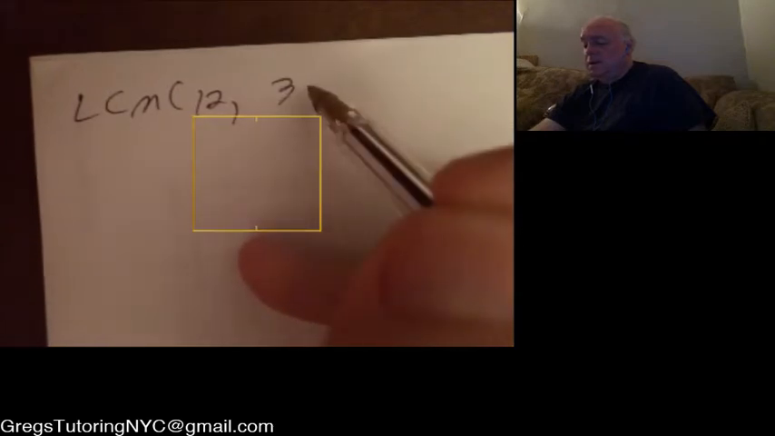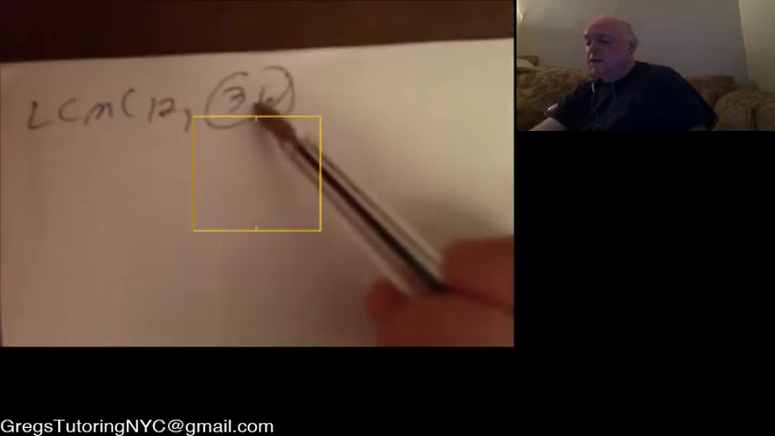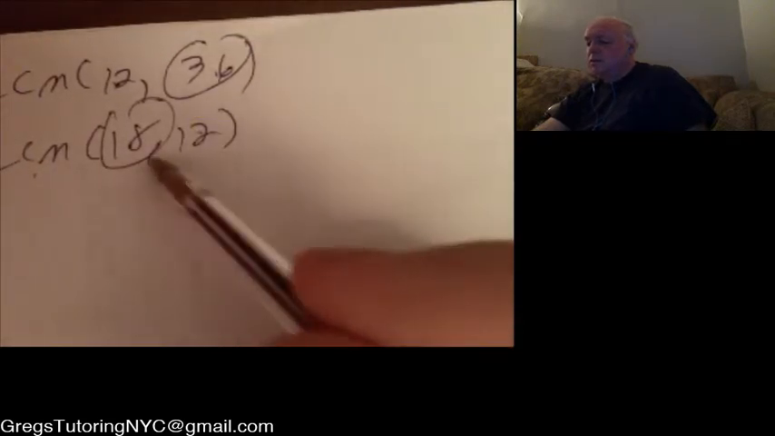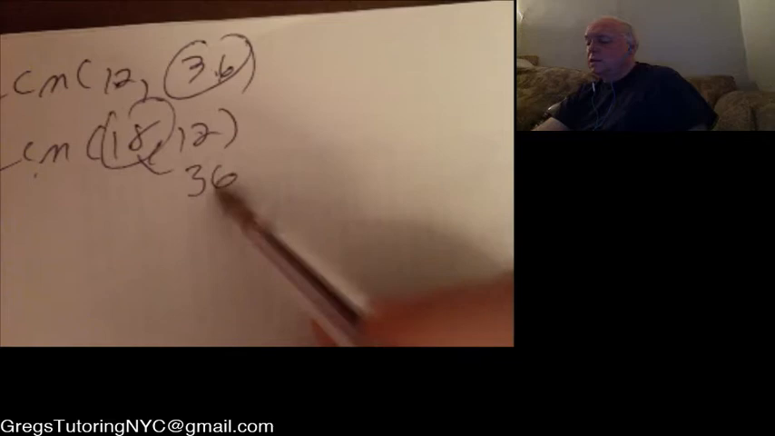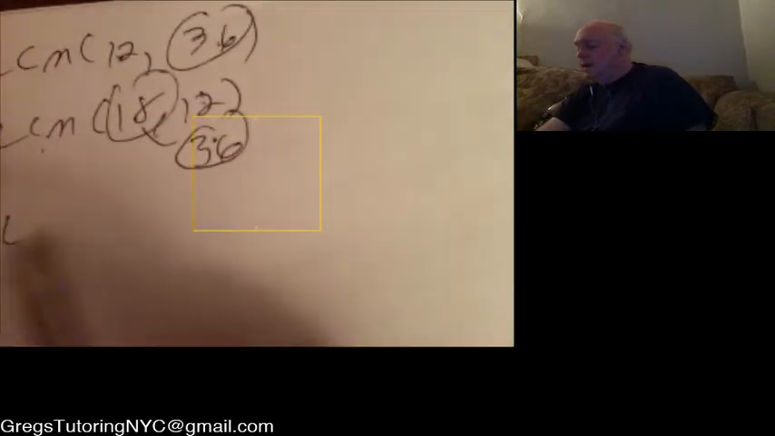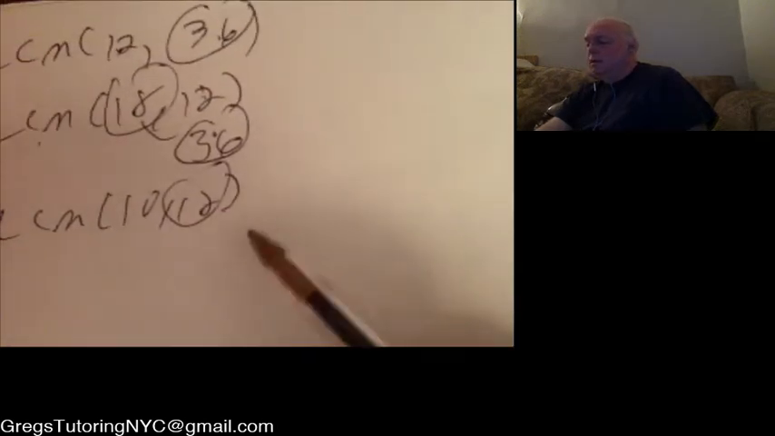So we have the LCM of 12 and 36. Okay, circle the larger number. 36 is the larger number. Is 12 a factor? Boom, you're done. That's it. It's 36. If I have LCM of 18 and 12, and I think we may have done this already, but I'm not sure, 18 is the larger number. Is 12 a factor? No. So what we're going to do is get a multiple. 36. Is that a factor? Boom, we're done.